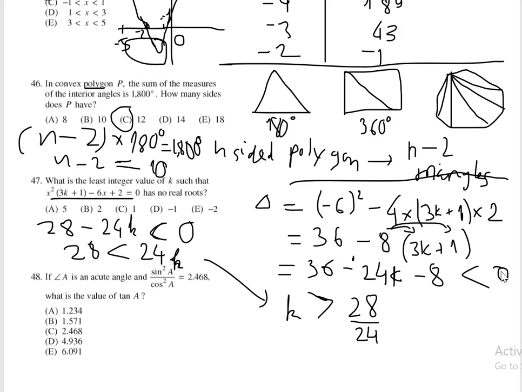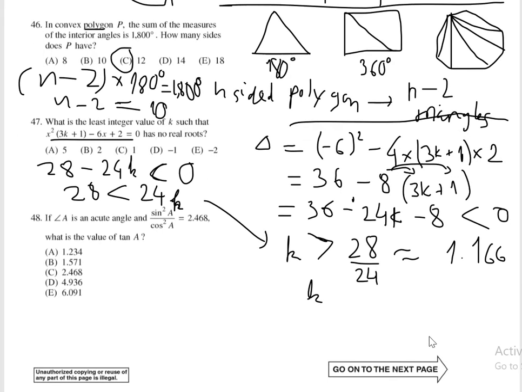So let me just divide that. It is approximately 1.166. So if k is an integer, k must be larger than or equal to 2, right? So 2 must be the minimum number for which this equation has no real roots. So the answer is B for question 47.